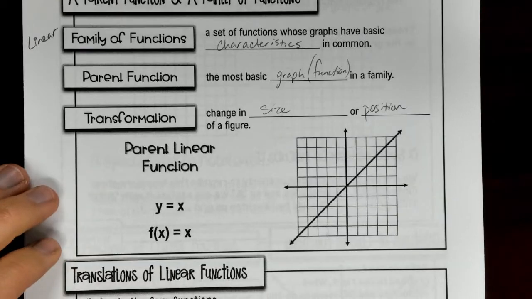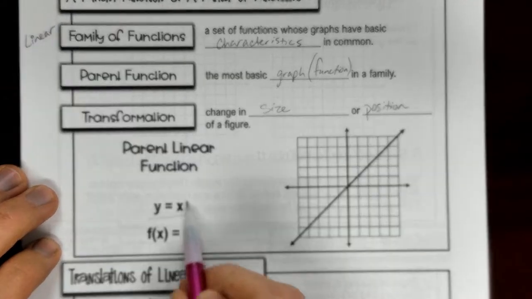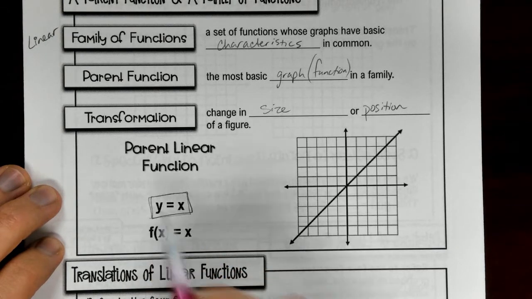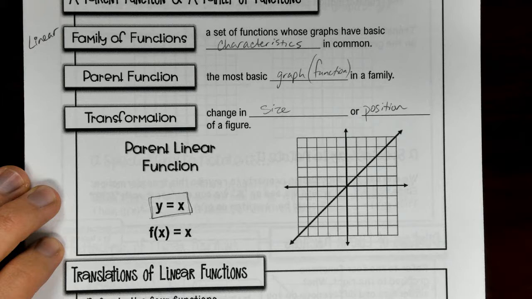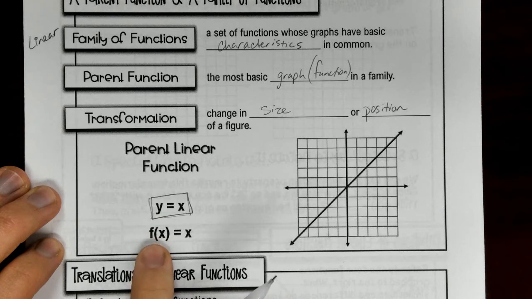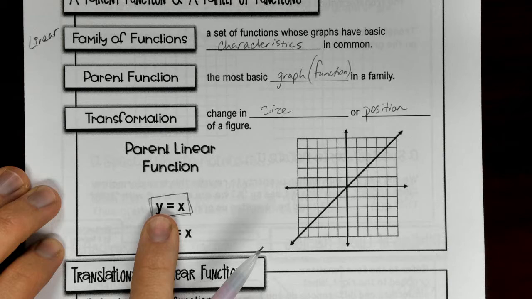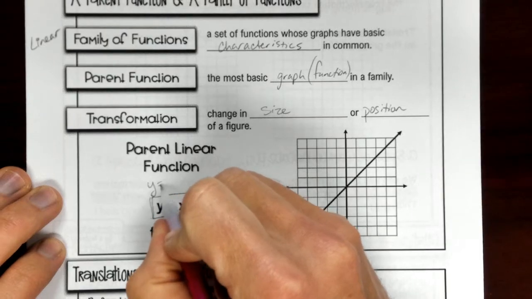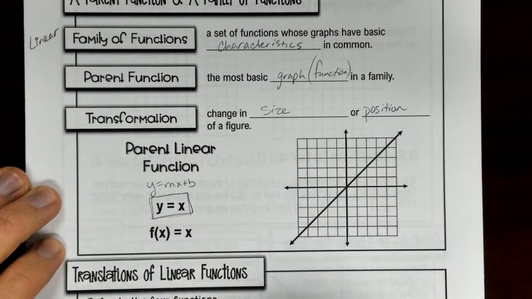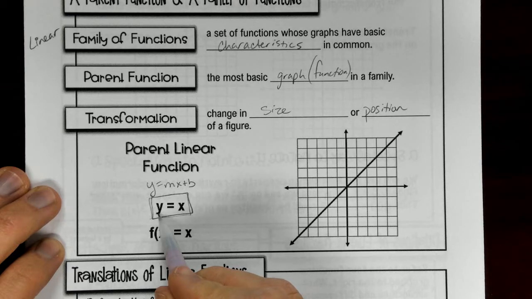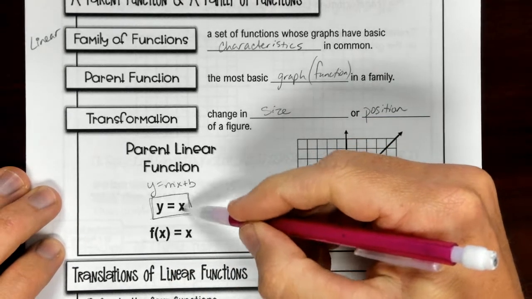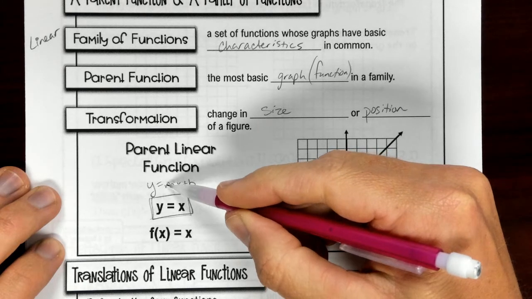Again, we have our parent linear function, which is the function y equals x. We could also write that as f of x equals x. These mean the exact same thing, guys. This f of x function notation is a fancy way of writing y. So don't freak out. This is the parent function for the linear function. This is in slope-intercept form, which is y equals mx plus b. How do I know? Because the y is by itself. It's isolated.